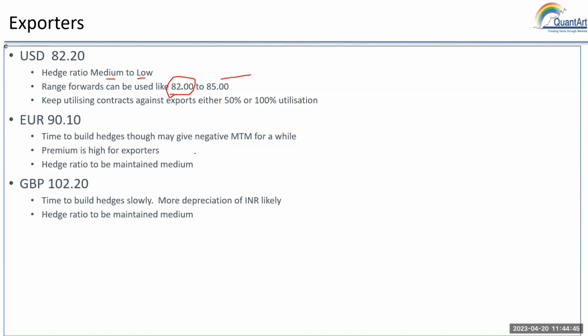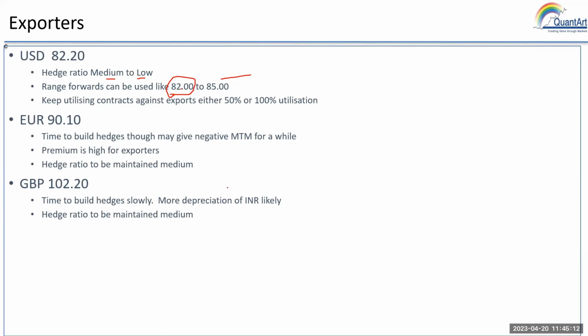And also, as Sameer said, range forwards, especially for long-term hedging, work beautifully because the potential for rupee depreciation is high. So it will keep some buffer, especially because the forward premium is not too high, and with the forward premium, the rate is not good enough to cover the potential rupee depreciation. So I think range forward works well in that context because of the forwards being on the lower side.